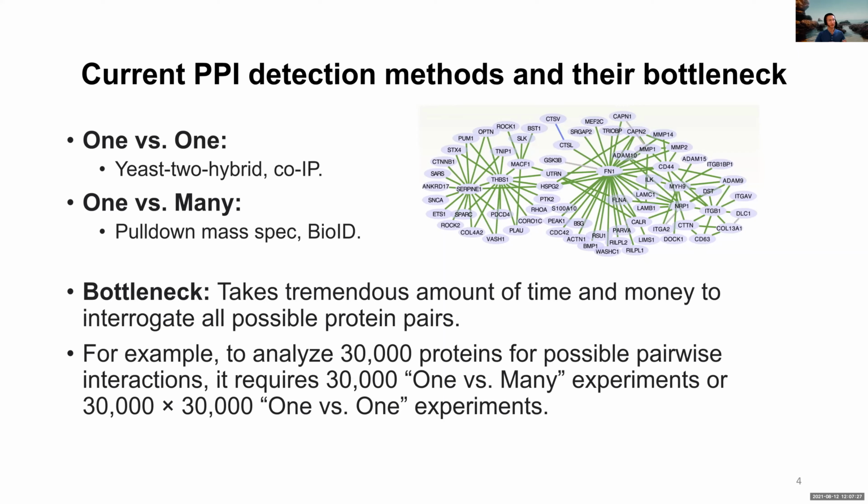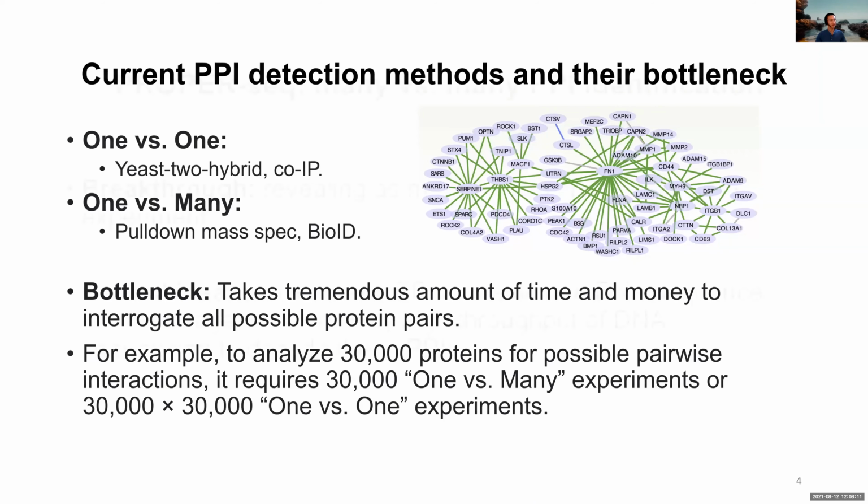The bottleneck of the current methods is that it still takes a tremendous amount of time and funds to interrogate all possible protein pairs for possible interactions. For example, if we assume that the human genome contains 30,000 protein coding genes, if we wish to test for every pair of them whether there would be a protein-protein interaction, it would require on the order of 30,000 experiments for a 1-to-many method, or 30,000 squared experiments for a 1-to-1 method to interrogate the entire space of all possible interactions.